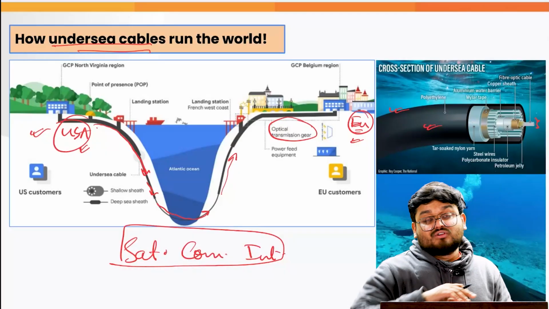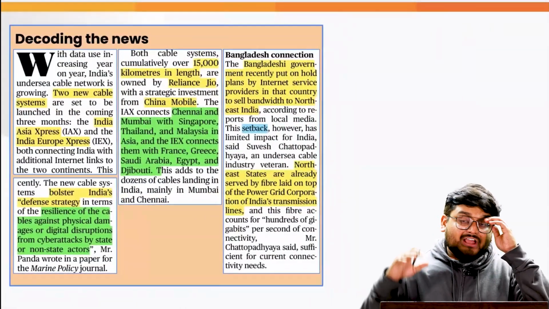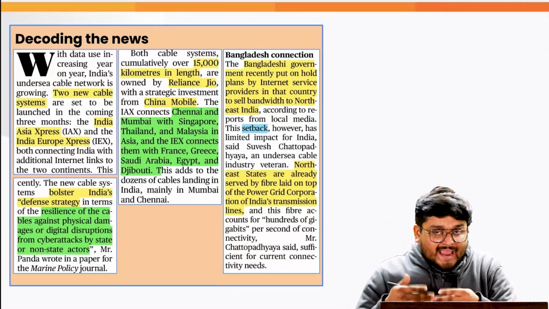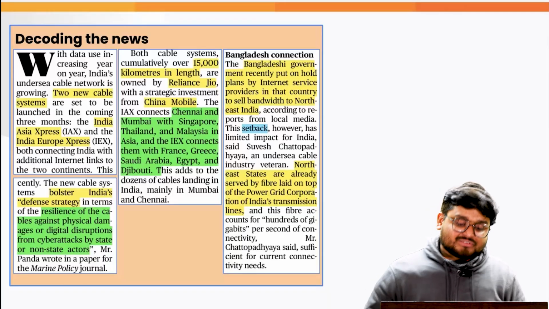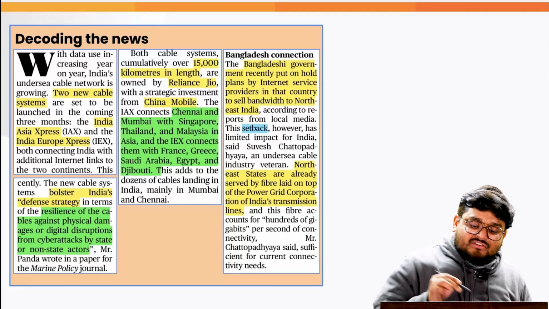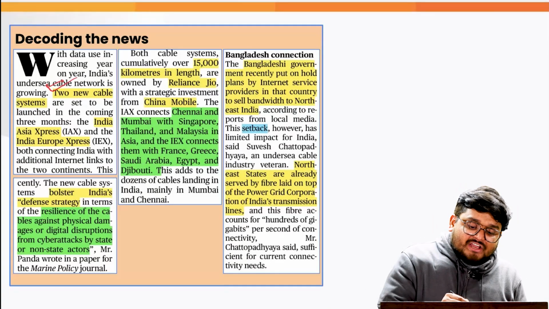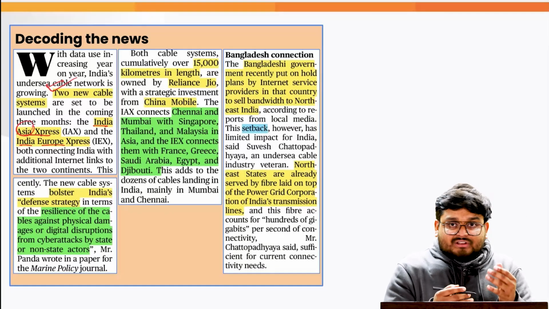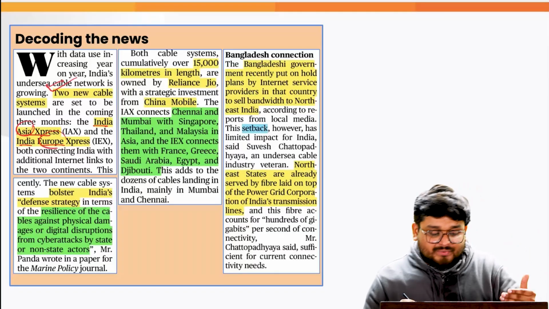But till we go to that level, which is very technologically intensive and cost intensive, we have to carry on with these particular cables. Now, two new cable systems have been set up, such as the India-Asia Express and India-Europe Express. So we are connecting with various Asian countries and European countries.